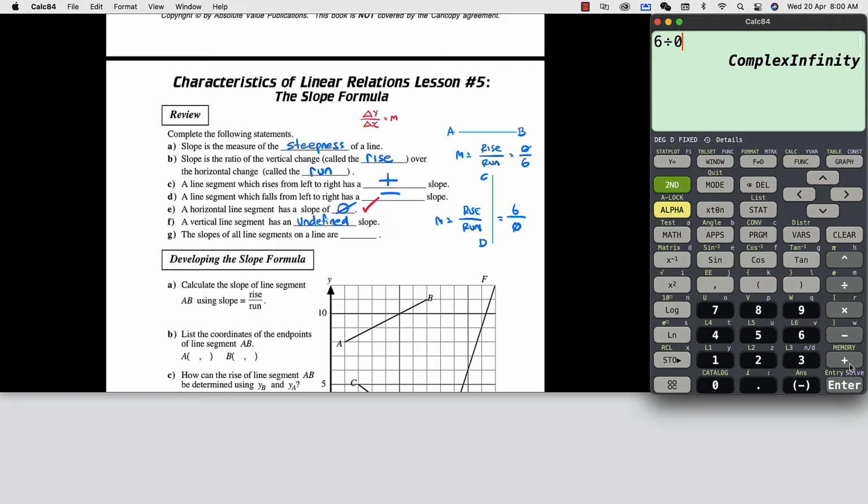Okay, and part G says the slope of all segments on a line are, and the answer would be equal. So what that means is that if I have a line with a slope and I go from here and go over and up and over and up and over and up to get back to the line, this x and y, x, y, x, y is always going to have the same ratio. So each one of those points are going to produce the same slope.